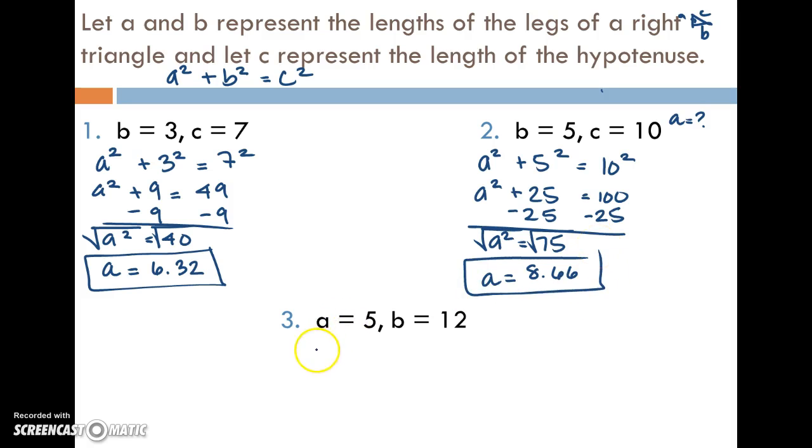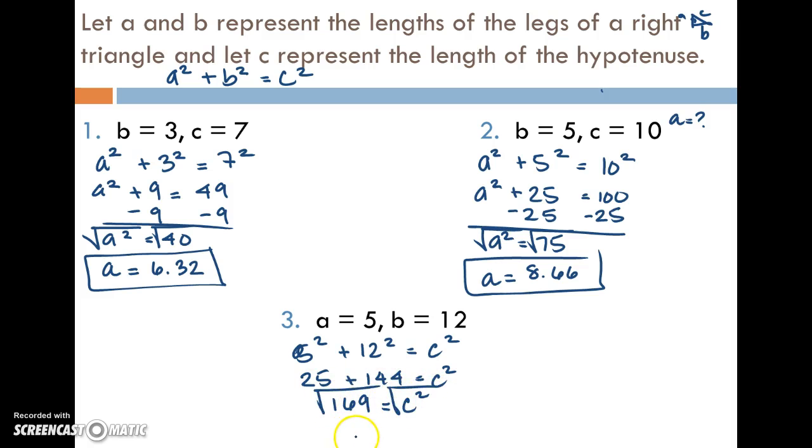Okay, let's try one more together. So a squared is given this time as 5 squared plus 12 squared equals c squared. 5 squared is 25, plus 144, equals c squared. 25 plus 144 is 169, if you can trust my math.